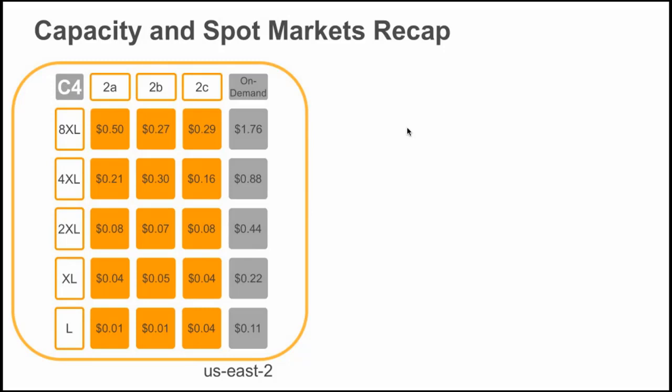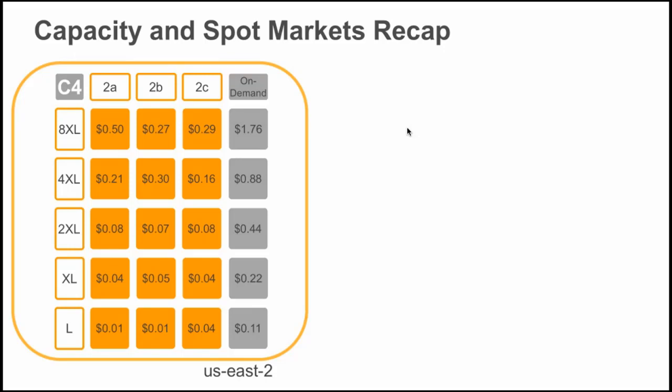So let's just recap what I just said from a pricing perspective. I've got an example pricing capture from a point in time for the C4 tier type of instances. On the left-hand side, going all the way from large to 8 extra large, and across the top, the availability zones. And you can see that the prices are different both across instance sizes as well as AZs, because again, these are all separate spot markets.